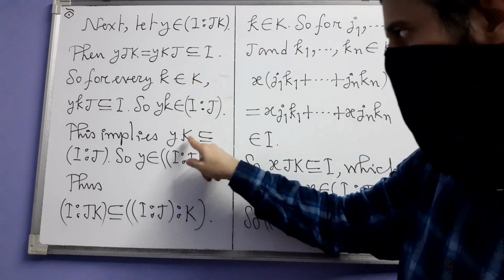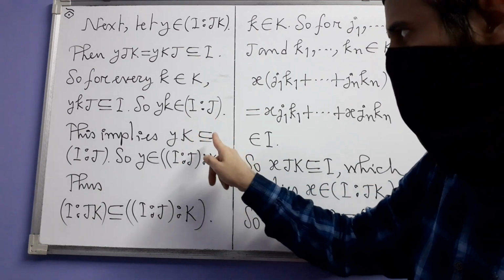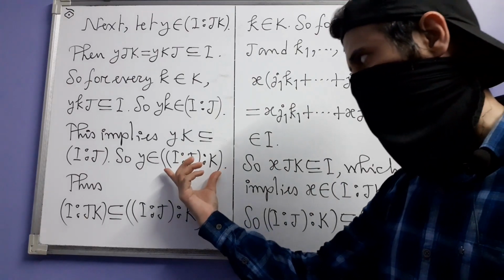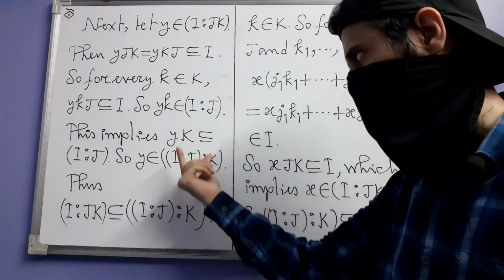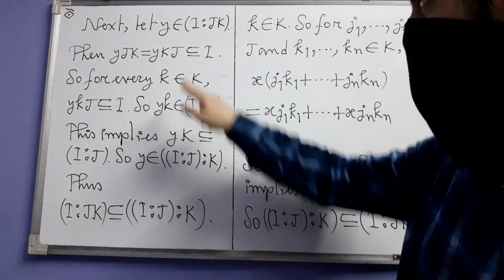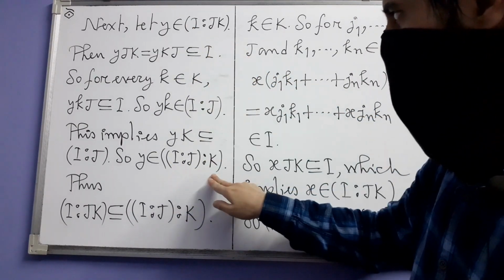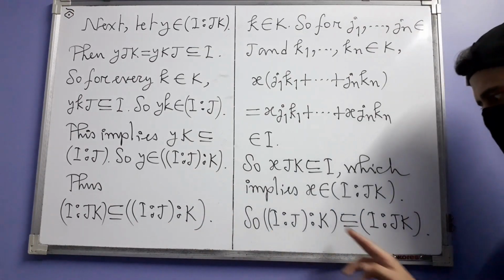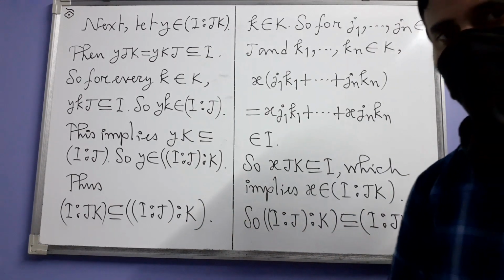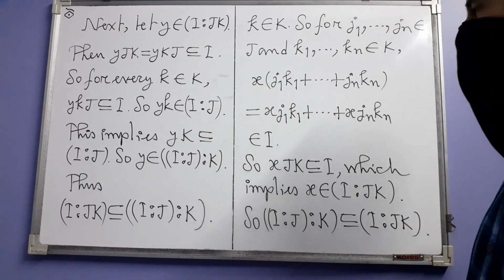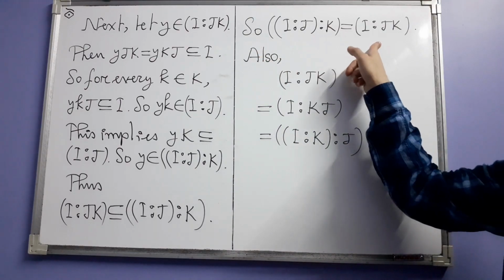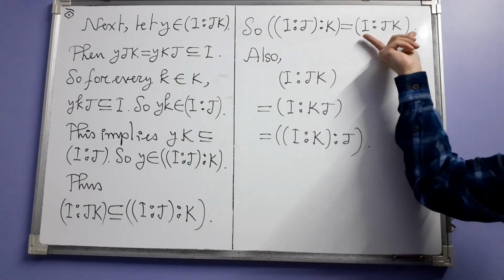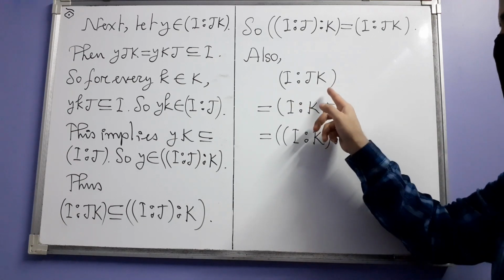So the set y times the ideal K is contained in this ideal quotient. But then again by the definition of this ideal quotient, y belongs to I colon J colon K. So that way any element here is also here. So this is a subset of this. Now we have both the inclusions, so we can conclude equality.